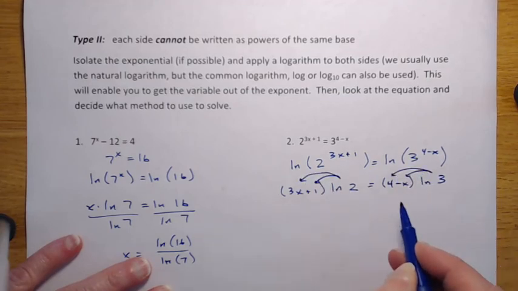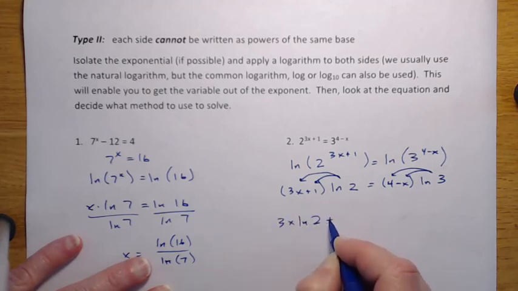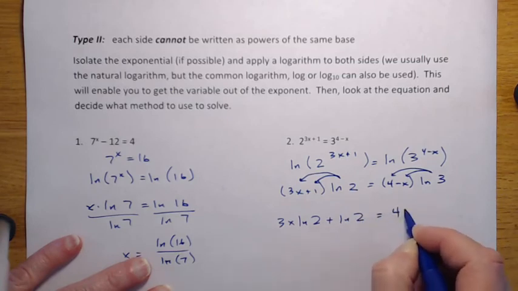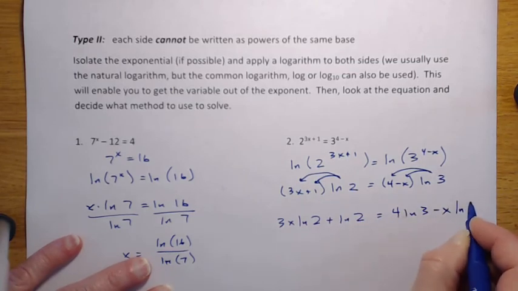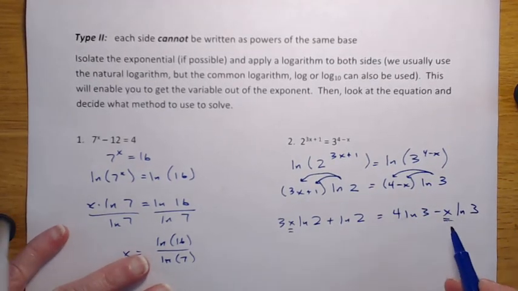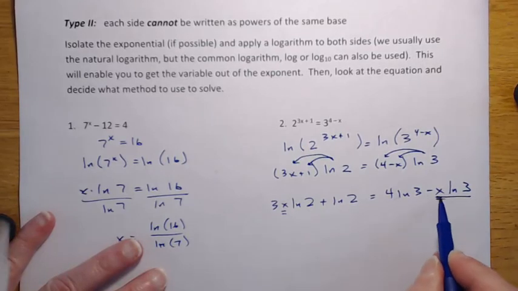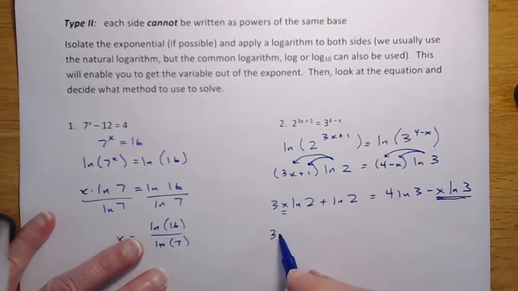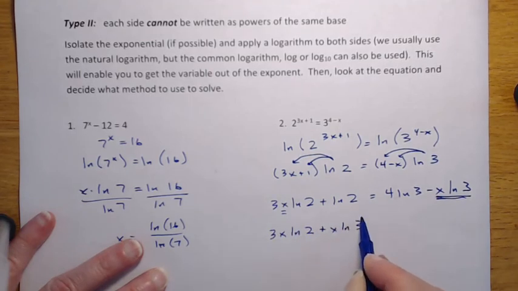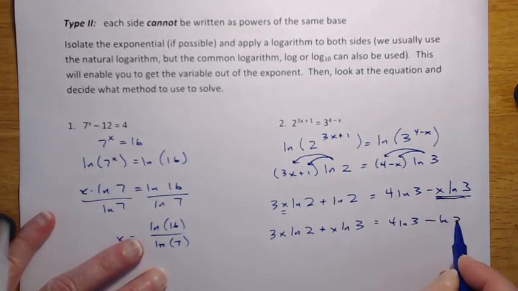So I'm going to write it as 3x ln of 2 plus ln of 2 equals 4 ln of 3 minus x ln of 3. But again, it's just a linear equation. So I'm going to move the x's to the same side, move the constant over, divide, and that should be done. I'm going to move these two terms that have x's to the same side, so I'm going to add x ln of 3 over to the left side, and at the same time I'll move this ln of 2 constant over to the right.